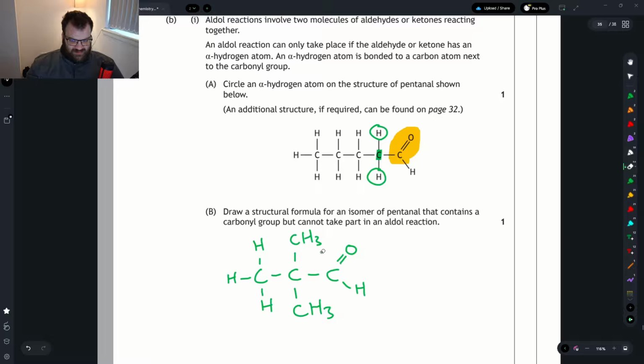Double check that we've got the same number of carbons and hydrogens. There should be 5 carbons. Tick. This has got 1, 2, 3, 4, 5, 6, 7, 8, 9, 10 hydrogens. Mine has 10 hydrogens as well. So that looks like that should work out.